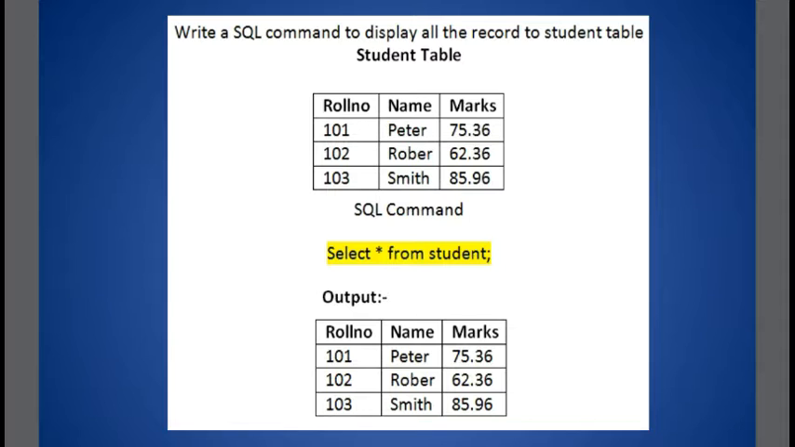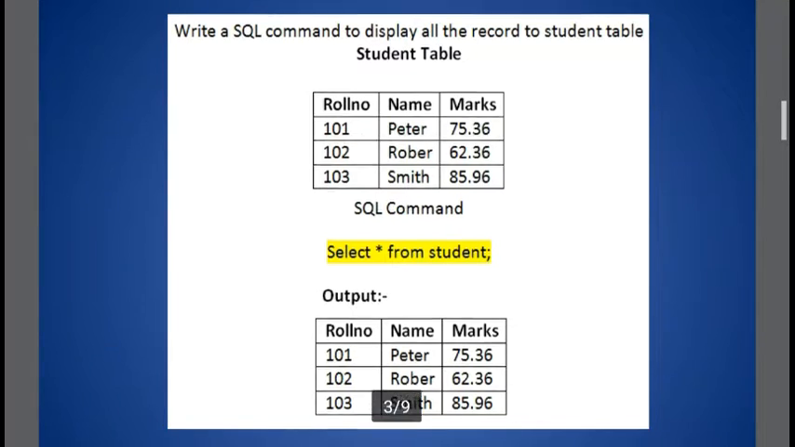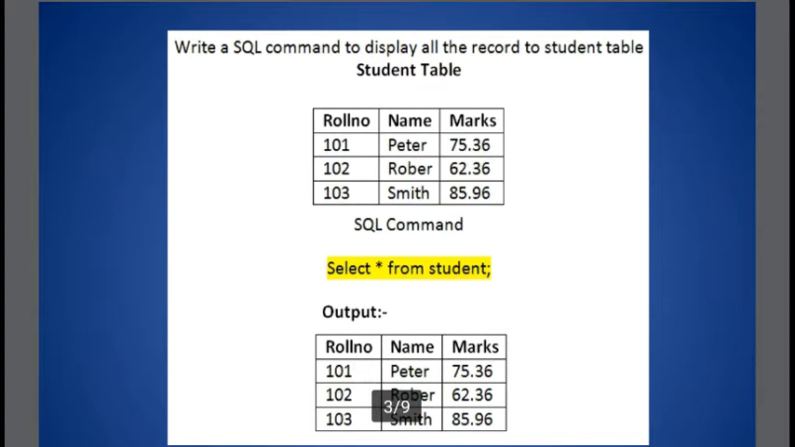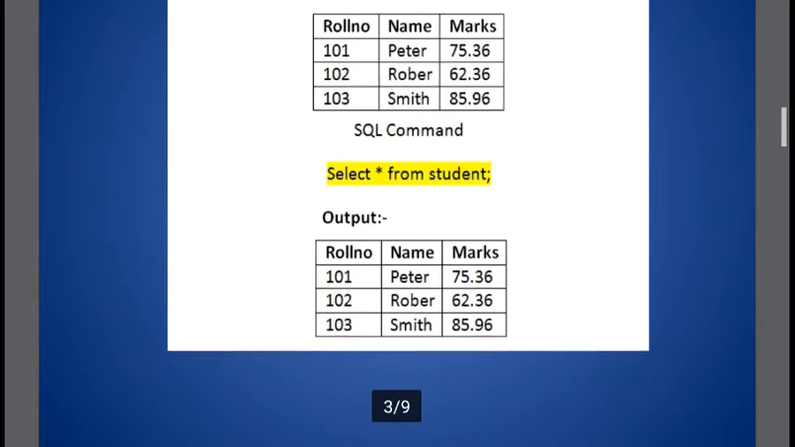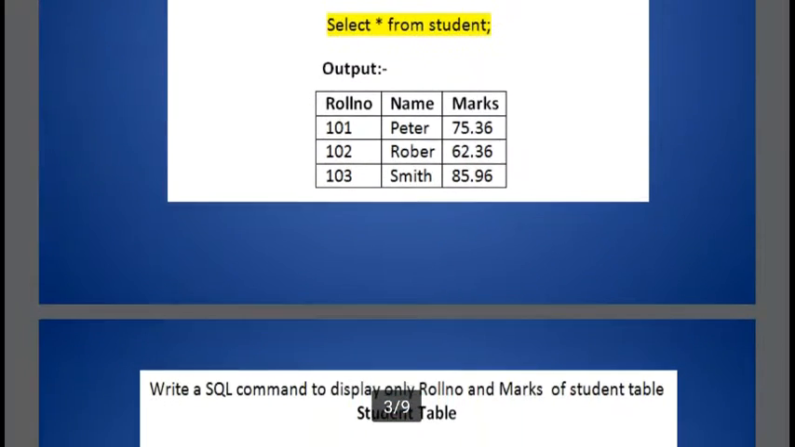So: SELECT star FROM student, semicolon. Star means including all the rows and all the columns. So what is the output? You can see the complete table; it will be displayed as it is. Roll number, name, marks: 101 Peter 75.36, 102 Robert 62.36, 103 Smith 85.96. So if you want to display all the records, you must use select star, and from here we mention the table name.